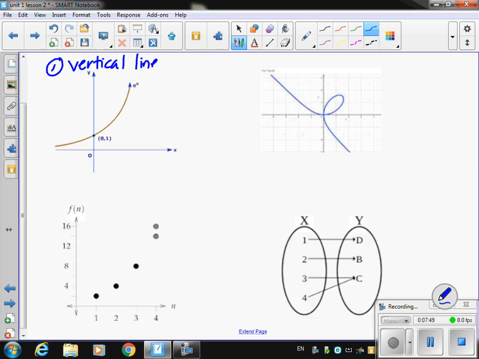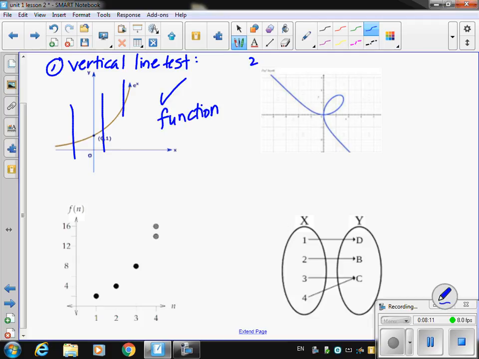So if I draw any vertical line on this graph, it should only hit the graph in one place. And you can see that even as it gets steeper going to the right, I will always be able to draw a vertical line and only hit that graph in one place. So this is a function.